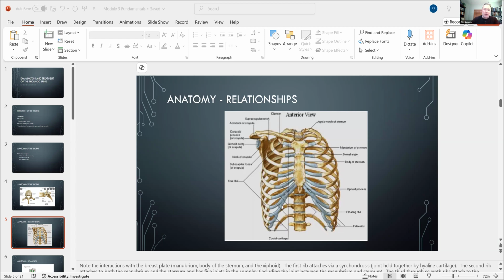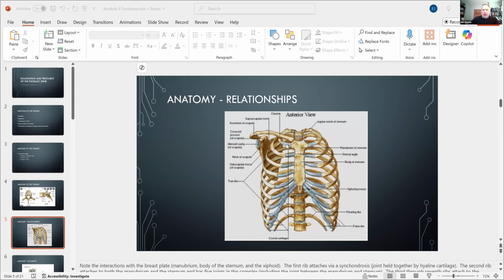The same is true of the interchondral joints, which are here from T7 down through T10, where the rib cartilage no longer attaches to the sternum itself. It's going to attach to the costal cartilage of the segment above that, right? And so these interchondral joints can have those very similar problems as well.